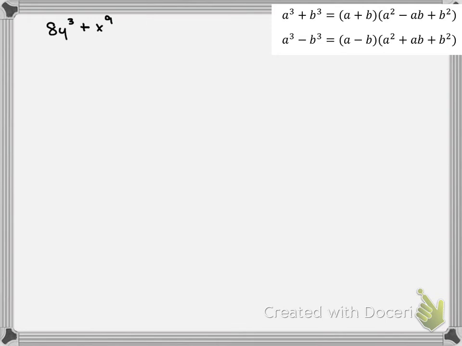So let's do another example. This time we have 8y cubed plus x to the 9th. Again, we look for our GCF. The GCF of the whole expression is 1. Then we ask ourselves how many terms. There are 2 terms, so we try to find either a difference of squares or a sum and difference of cubes. Well, 8 is a perfect cube, y cubed is a perfect cube, and x to the 9th is also a perfect cube. So we have a sum of cubes, which is this equation right here.